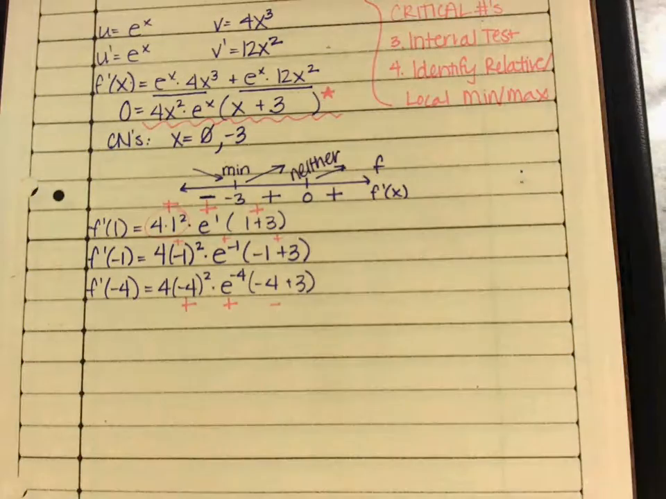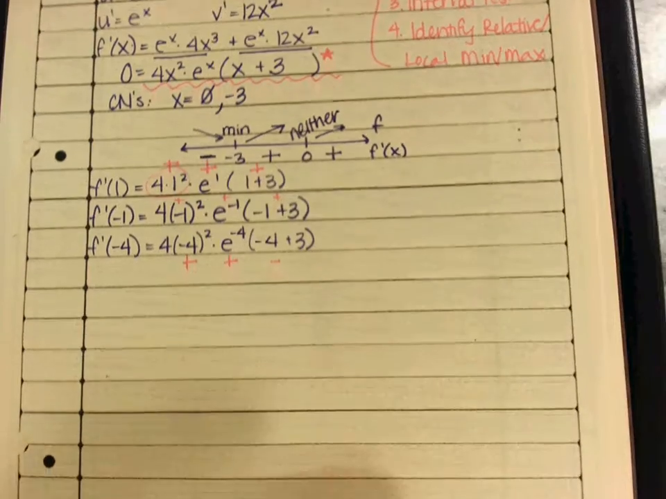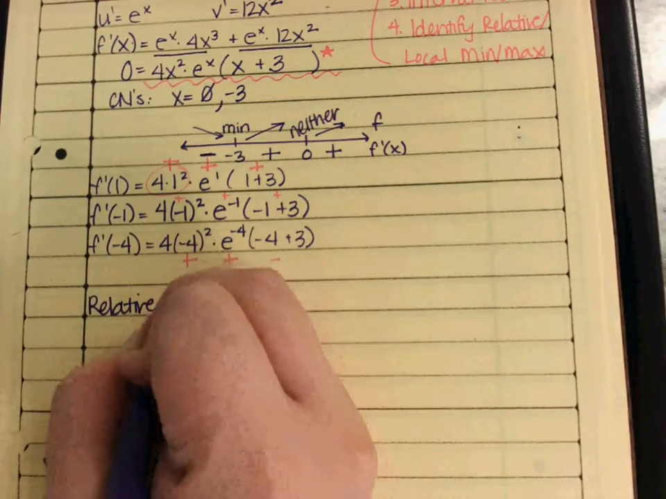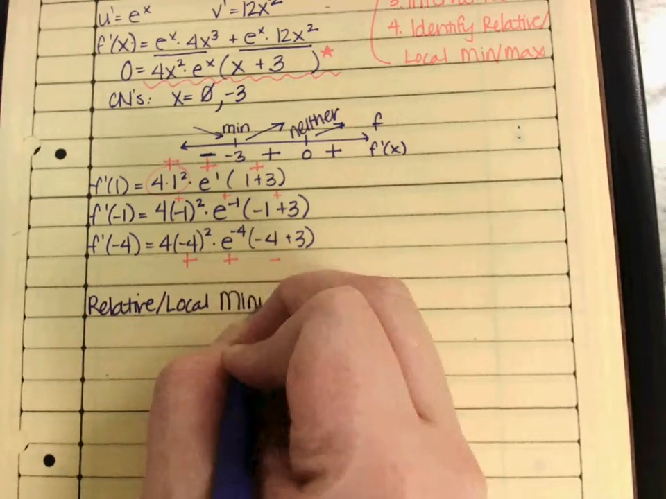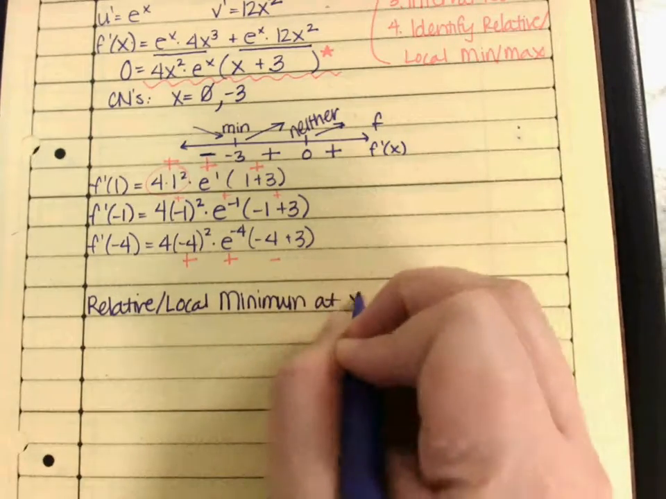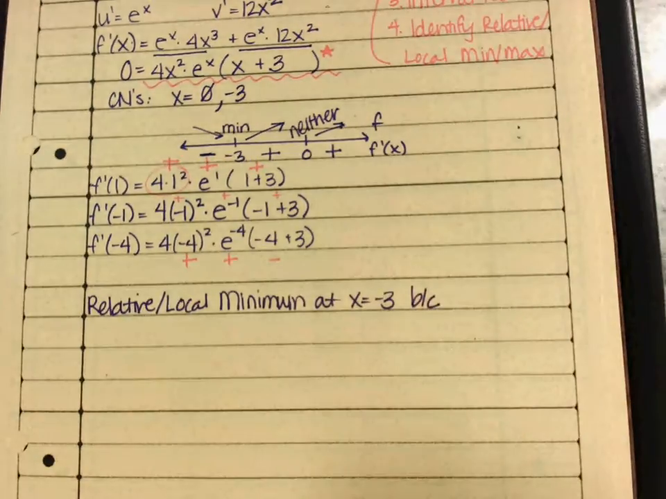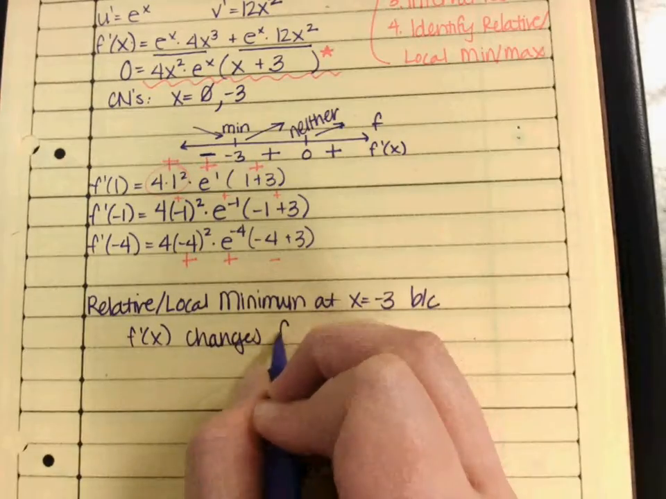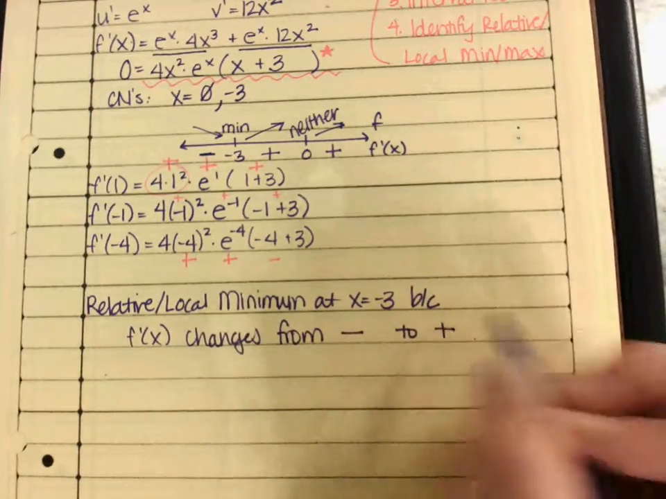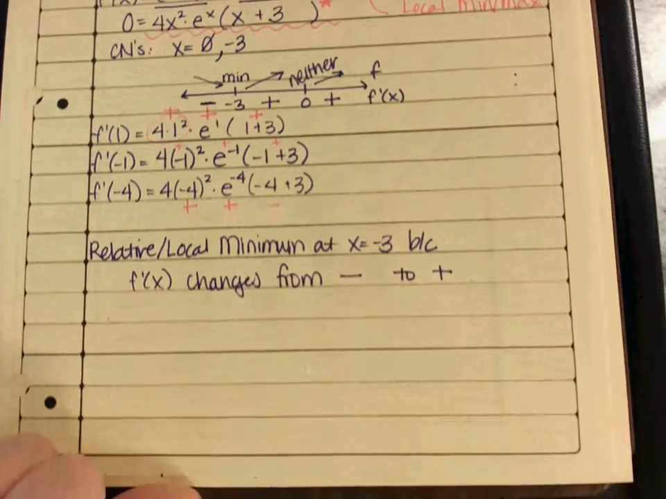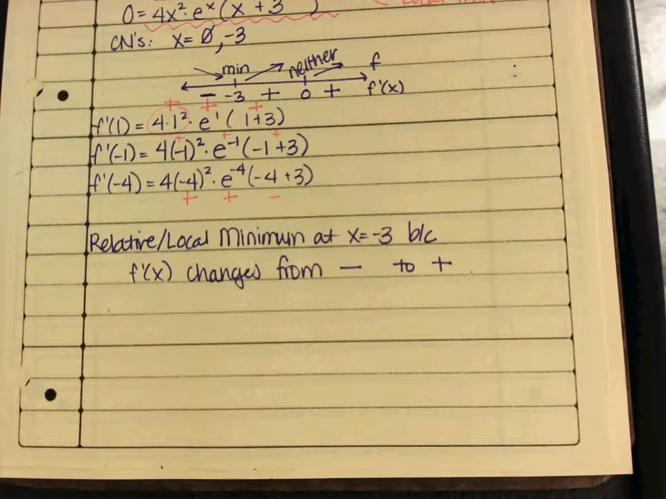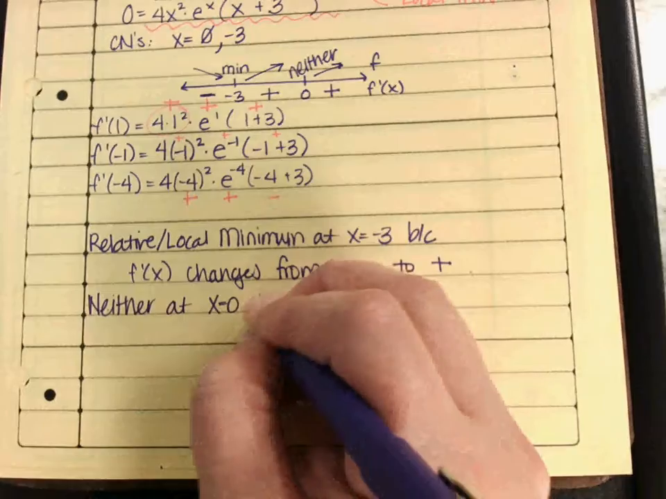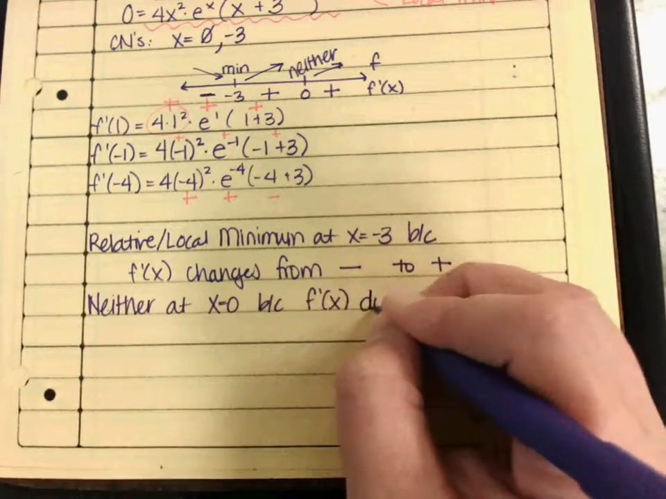Very good. Now we're going to practice writing out what your answer would look like on the AP test, most likely. So you would say there is a relative or a local minimum at x equals negative 3 because f prime of x changes from negative to positive. What would I say at 0? I would say there is neither at x equals 0 because f prime of x does not change sign.